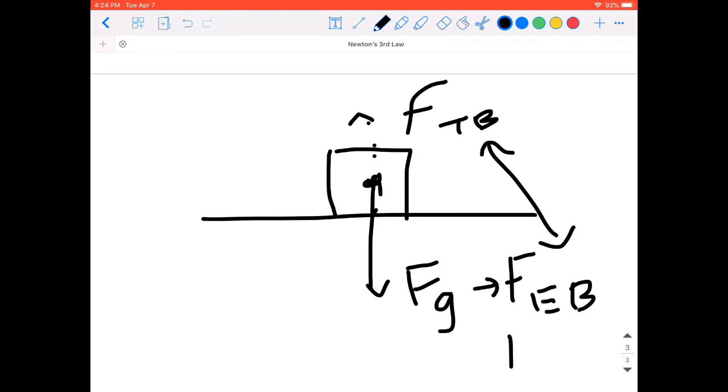So, does that mean that these two are the third law partner forces? Not exactly. As previously stated, all you need to do for the third law partner force is just switch the letters. Switch force of Earth on block to force of block on Earth.